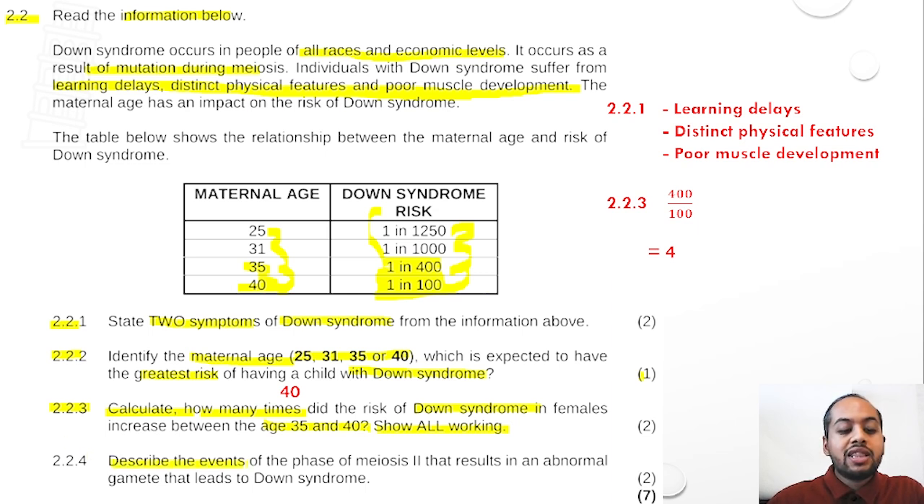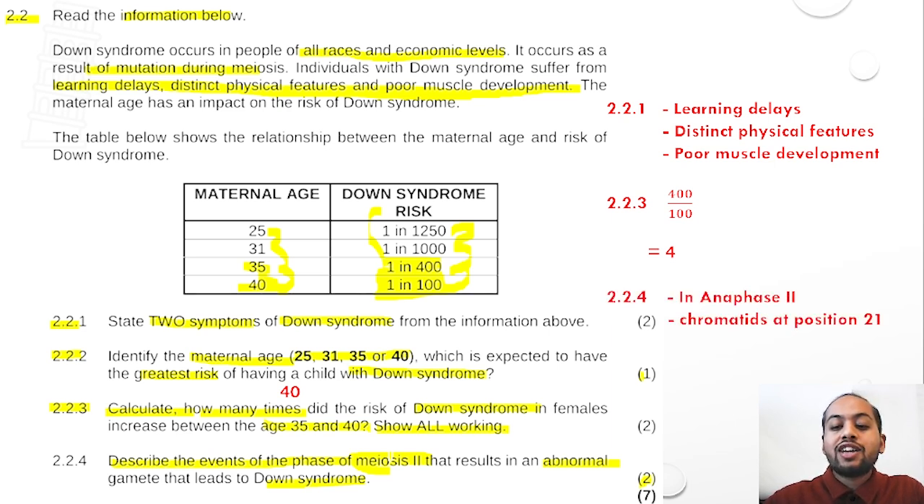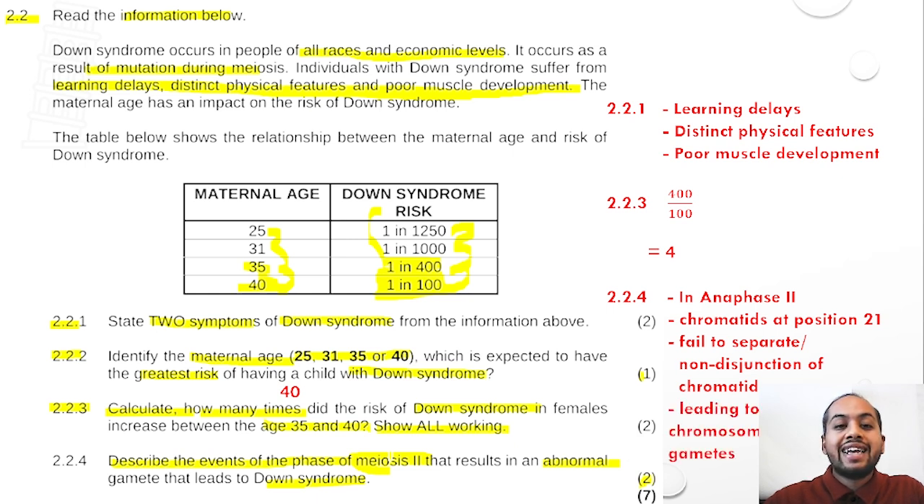2.2.4, you are describing the events of the phase of meiosis 2 that results in an abnormal gamete that leads to Down syndrome, for 2 marks. What is going to occur in meiosis 2 that's going to cause an abnormal gamete that leads to Down syndrome? In meiosis 2, in anaphase 2, chromatids at position 21 fail to separate, or non-disjunction of chromatids occurs, leading to an extra chromosome at pair number 21 in the gametes.